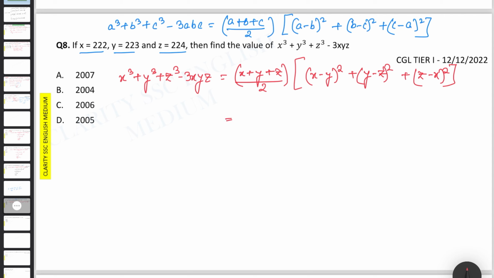So x plus y plus z is 222 plus 223 plus 224 divided by 2, and the value of x minus y is minus 1, so this is minus 1 square. What is the value of y minus z? Again minus 1 square. Why are we applying the fourth formula if the individual numbers are given? Because smaller numbers are obtained when we subtract x minus y, y minus z, and z minus x. And here it's 2 square.